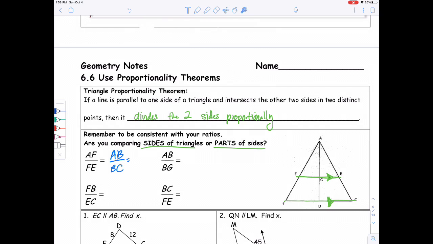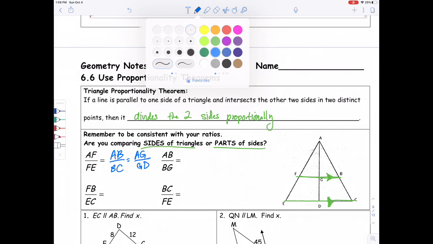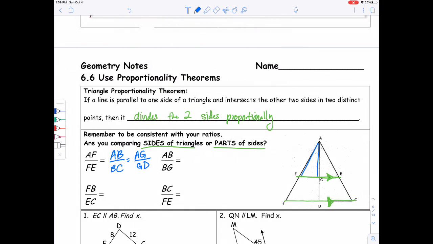Another ratio we can write for the same one, AF over FE, would be this down here. You can see that this is part of our smaller triangle. It's a part of the side. And then we have a part that is just a part of the side again. So we have AG over GD. We'll be marking all these different sides that we have.